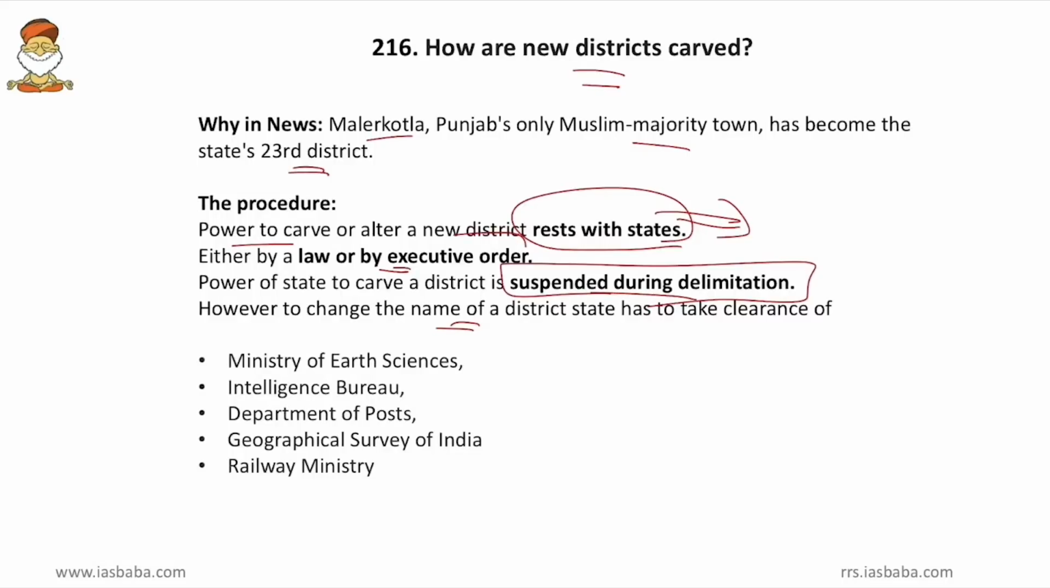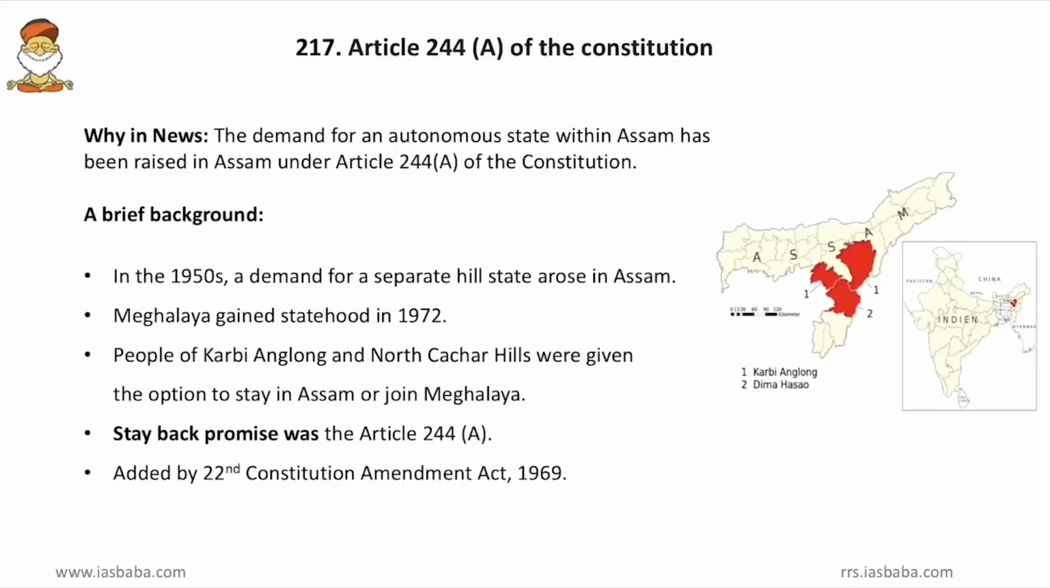So now, these are some of the departments in the central government whose clearance has to be taken to change the name of a district. Which are they? It is the Ministry of Earth Sciences, Intelligence Bureau, Department of Posts, Geographical Survey of India, and the Railway Ministry. So, coming to the next, Article 244 Clause A of the Constitution.